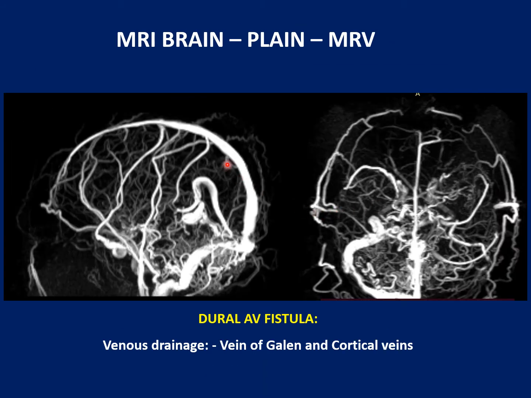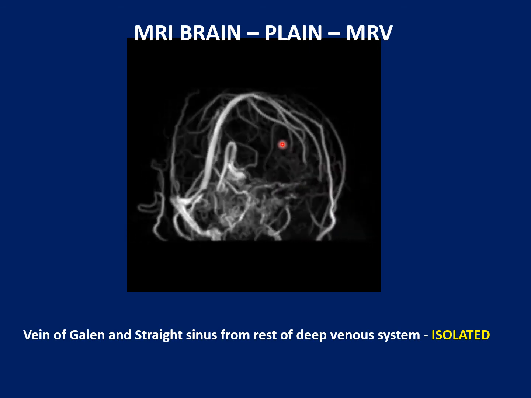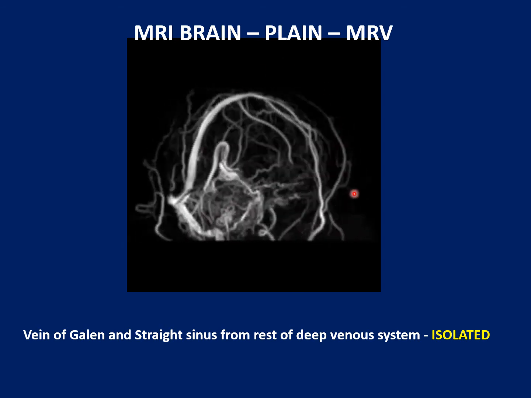This is an MR venogram image. In the MR venogram image, again we are able to see there is a bunch of blood vessels, all dilated cortical veins of the posterior fossa. We can compare it with the anterior aspect of the MR venogram. It's all a bunch of blood vessels which are running into the posterior fossa because of the fistula. Here we are able to see the straight sinus is not joining the rest of the deep venous system. It is better appreciated in the cine image. So this is an isolated vein of Galen as well as straight sinus pathology, not entering into the rest of the deep cerebral system.